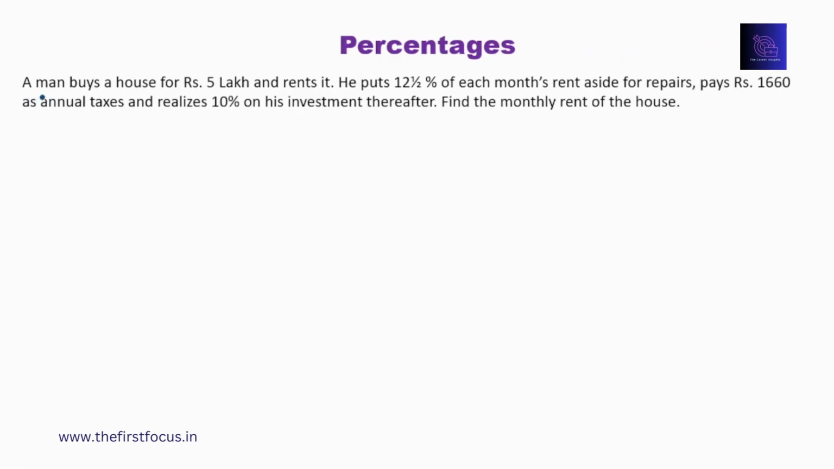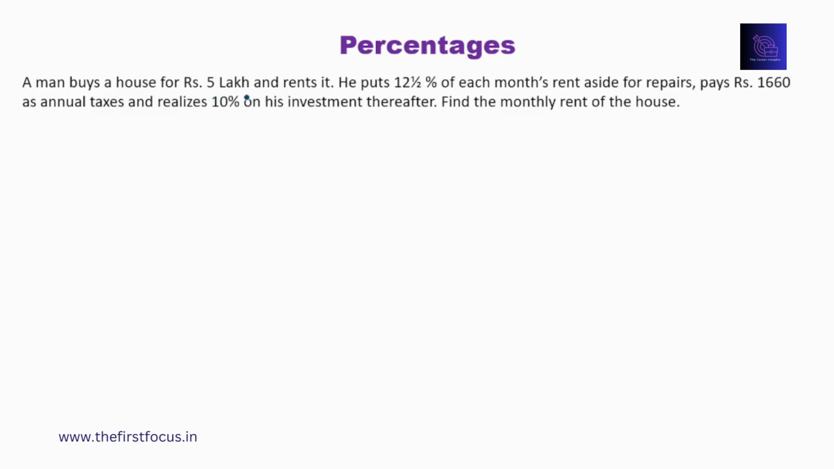See this problem. A man buys a house for 5 lakh and rents it. He puts 12 1/2% of each month's rent aside for repairs and pays rupees 1660 as annual taxes and realizes 10% on his investment thereafter. Find the monthly rent of the house. A man buys a house for 5 lakh. His expense is 12 1/2% of each month's rent for repairs and 1660 for annual taxes, and the remaining he has in his hand is 10% on his investment.